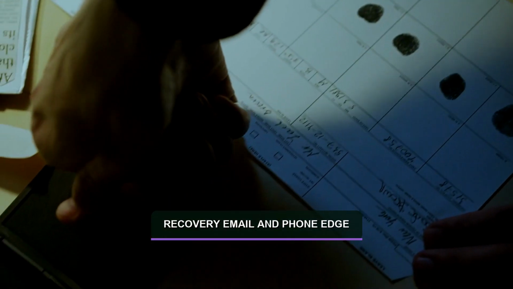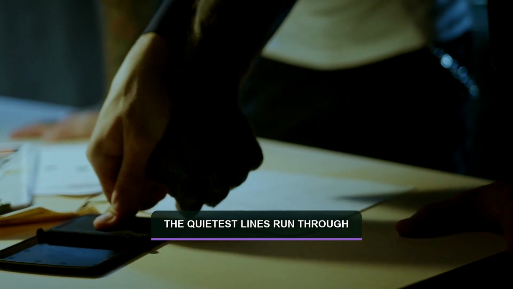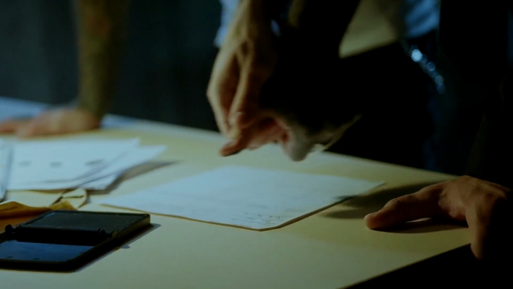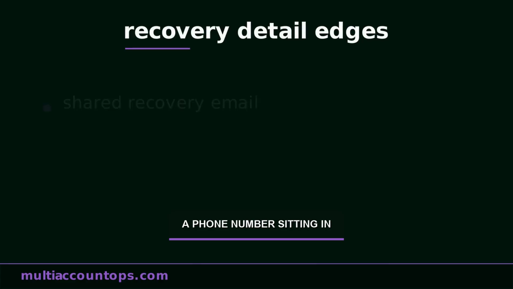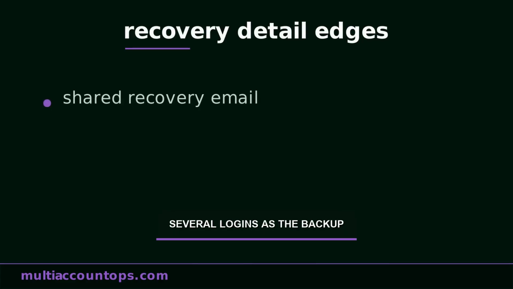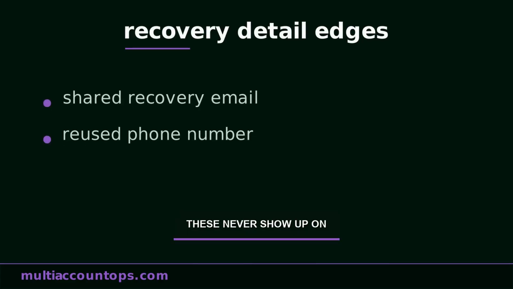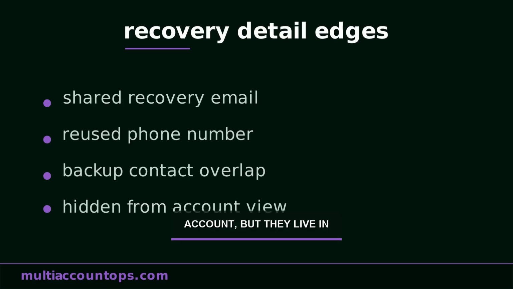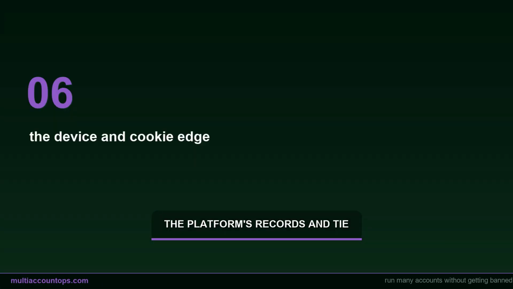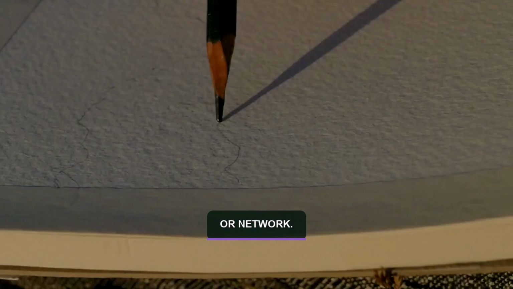The recovery email and phone edge. The quietest lines run through recovery details. A recovery email reused across 3 accounts. A phone number sitting in several logins as the backup contact. These never show up on the surface. You do not see them while using the account, but they live in the platform's records and tie those identities together with no help from the device or network.